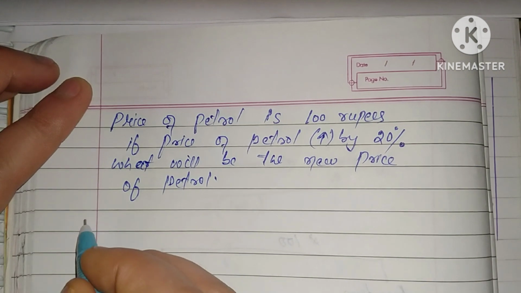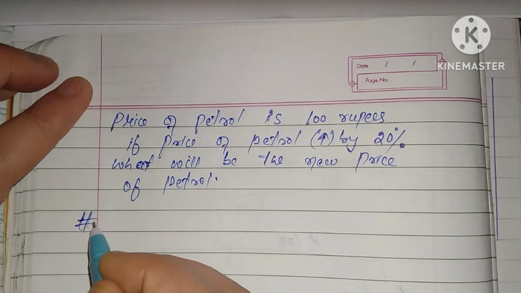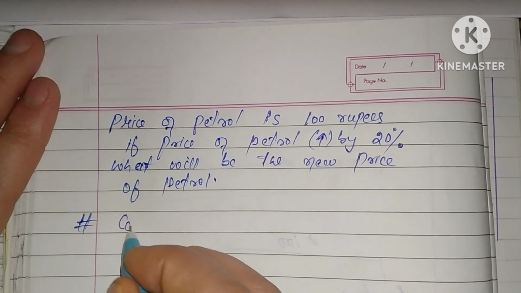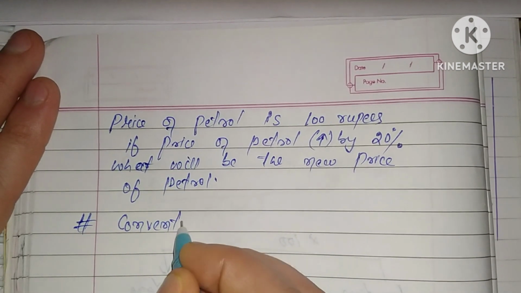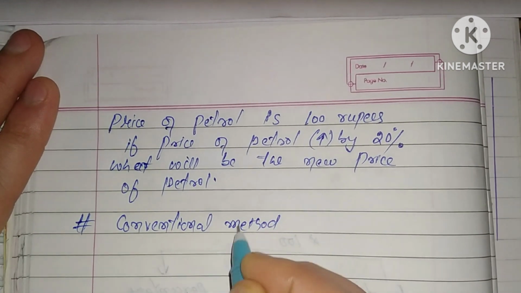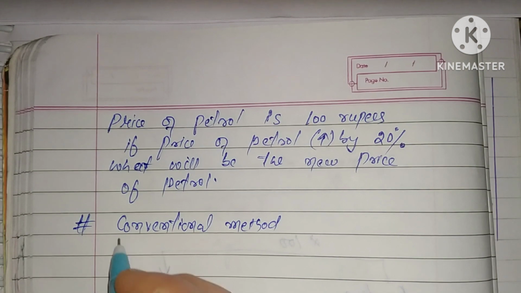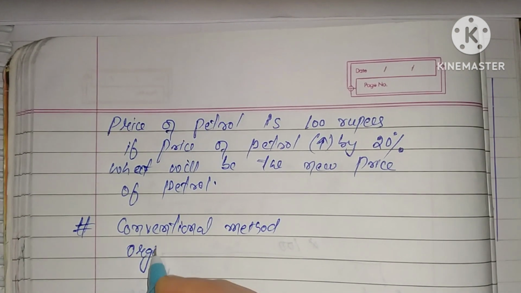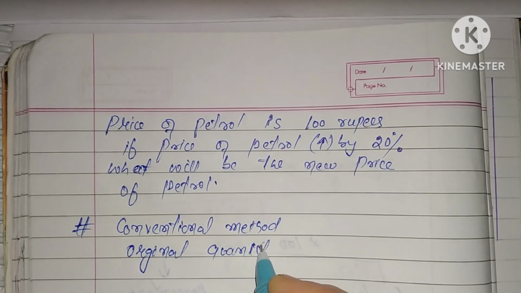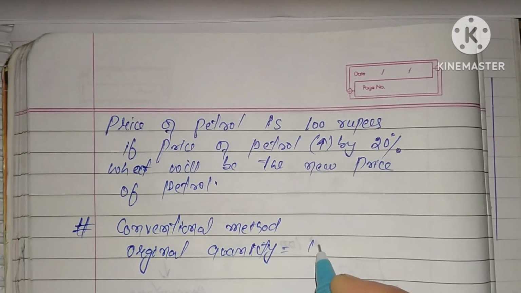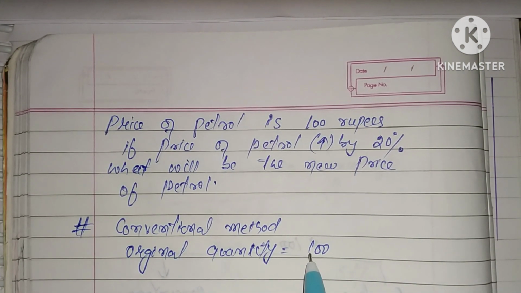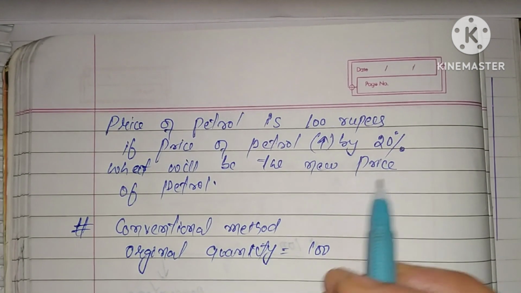There are two methods. One is the conventional method. The conventional method you will find in the books, and that you should avoid in the competitive exams. The original quantity is 100. Here it is the price of petrol. Now you have to increase it by 20%.